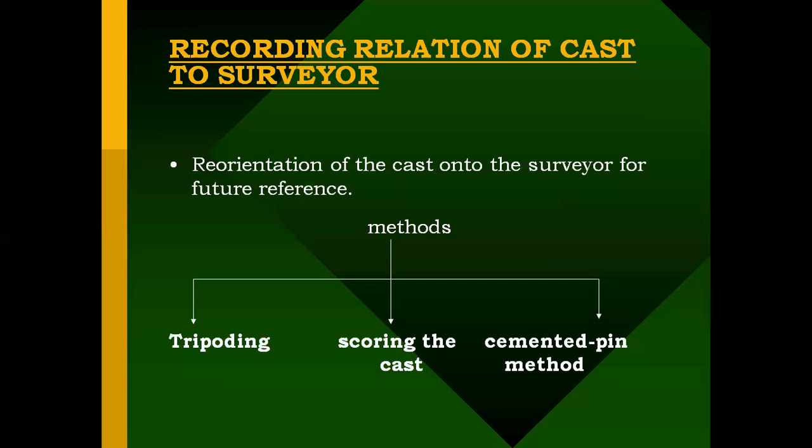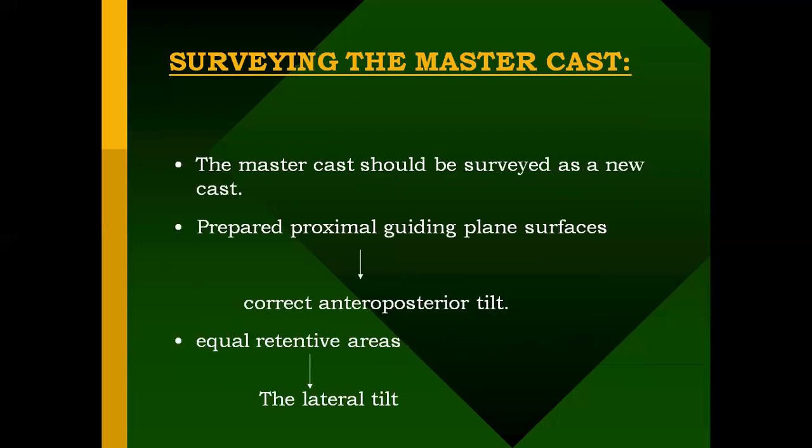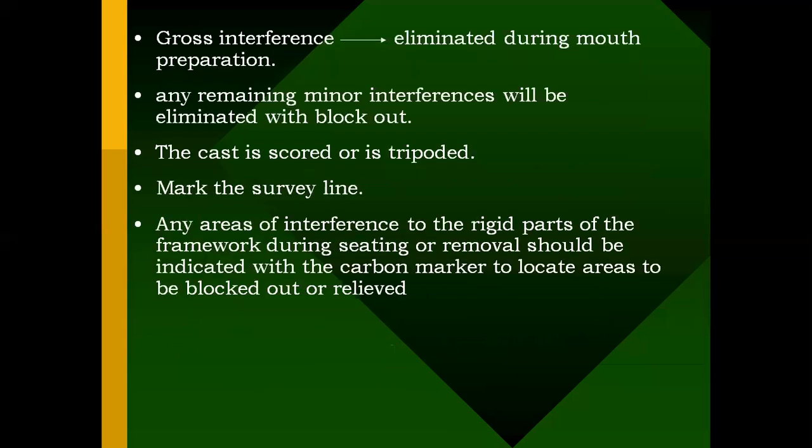Recording the relation of the cast to the surveyor can be done by different methods: tripoding, scoring the cast, and the cemented pin method. Then comes surveying the master cast. The master cast should be surveyed as a new cast. Prepared proximal guiding plane surfaces help in correcting the anteroposterior tilt, and equal retentive areas position the cast in a lateral tilt.